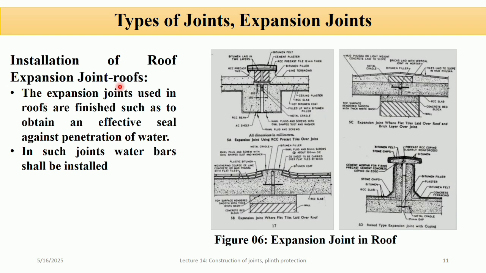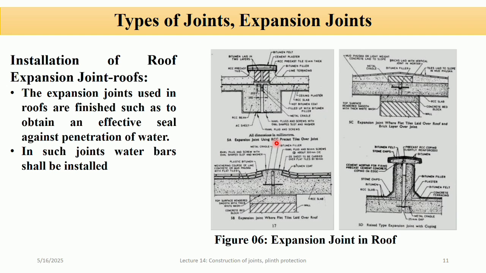Installation of roof expansion joints. Expansion joints are not only used in walls and floors but are equally important on roofs, especially in larger or long span buildings. The roof is directly exposed to sunlight, rain, and temperature variation, making it highly prone to thermal expansion and contraction. Now let's discuss why we provide expansion joints in roofs. The roof expands during the day and contracts at night. Without expansion joints, these movements can cause cracks, leaks, water seepage, and damage to the waterproofing membrane.